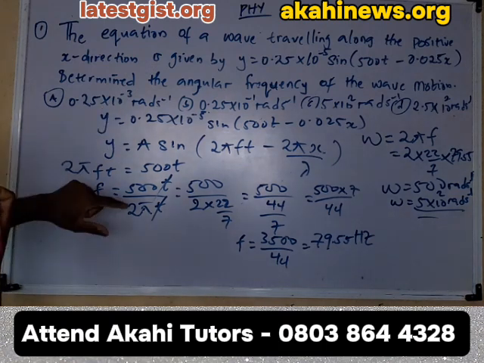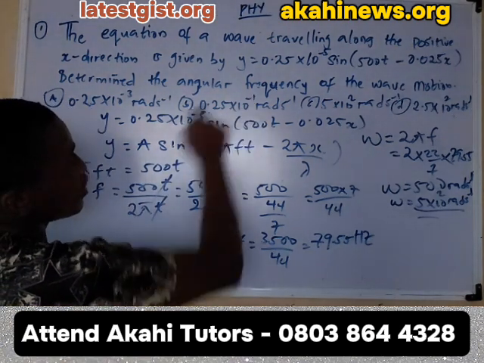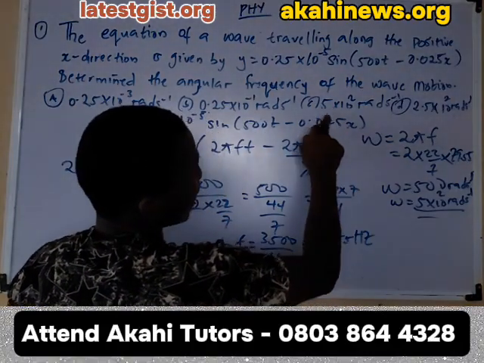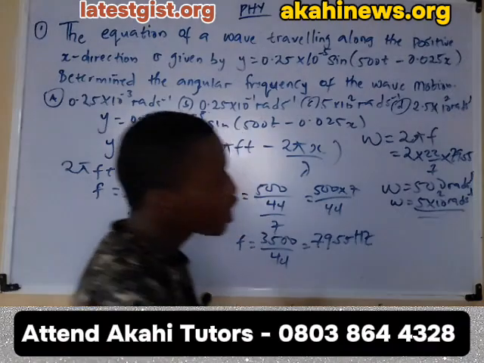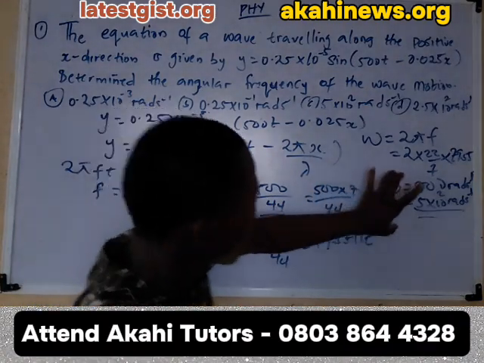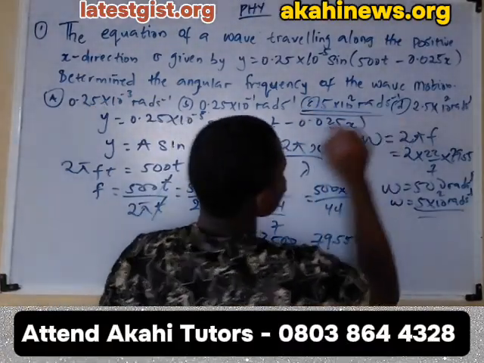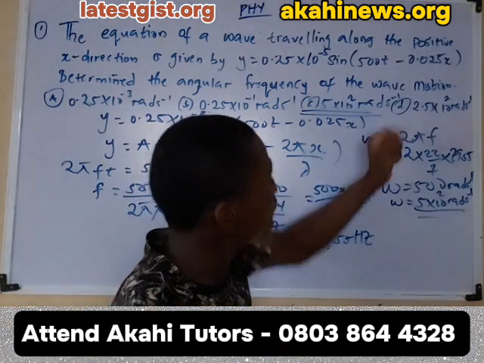Option A is 0.25 exponential minus 3 rad per second. Option B, 0.25 times exponential minus 1 rad per second. Option C, 5 times 10 to the power minus 2 rad per second, 2.5 exponential minus 2 rad per second. You all agree with me that our correct answer to this question is option C, which is 5 times 10 to the power minus 2 rad per second.